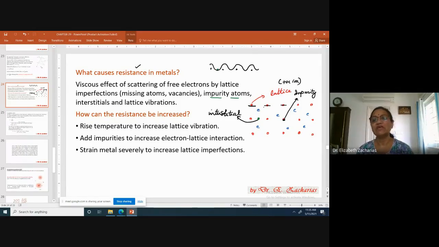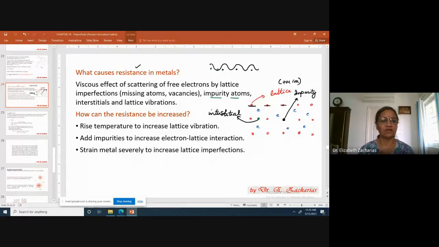So what happens is, there will be a mismatch happening in this regularity because of the vibration. Therefore, there is a greater chance that the electron will interact with the lattice or hit against the lattice. Okay, so as you raise the temperature, larger will be the collisions, larger will be the resistance to the flow of free electrons.